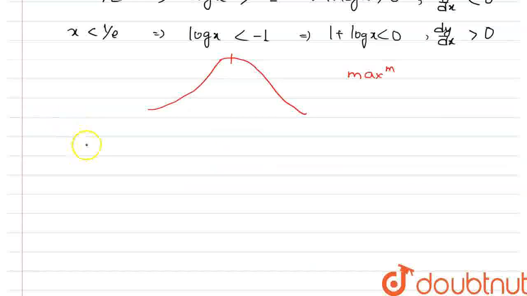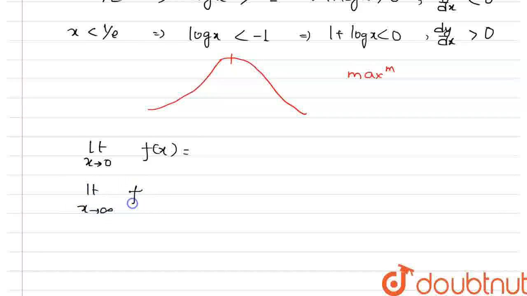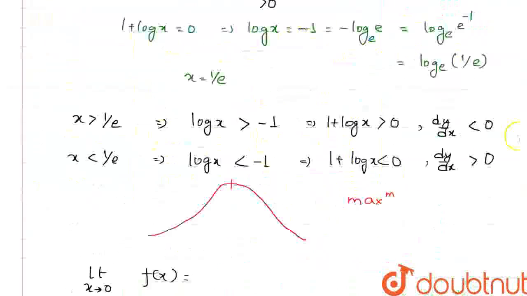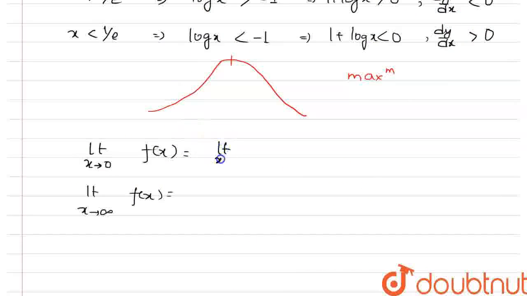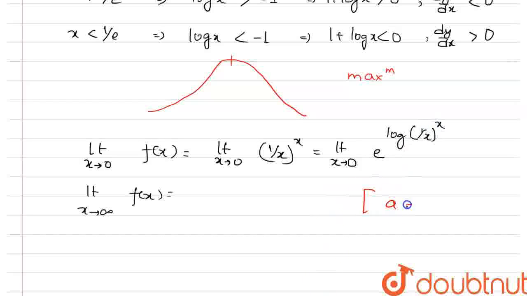Now let us find out what will be the value of limit x tending to 0 f(x) and limit x tending to infinity f(x), and that will help us draw the graph. Now f(x) is equal to (1/x)^x, so this will be equal to limit x tending to 0 of (1/x)^x. This can also be written as limit x tending to 0 of e^(log(1/x)^x), since we can write any number a as e^(log a). Now let us simplify this and leave it for later.